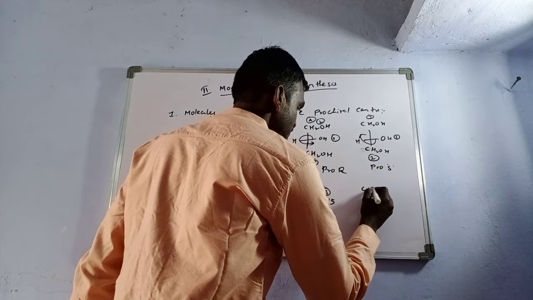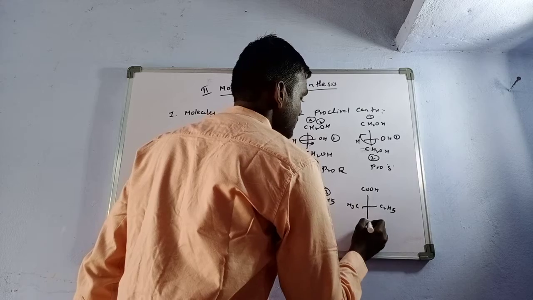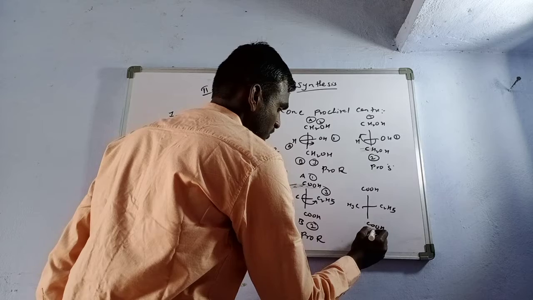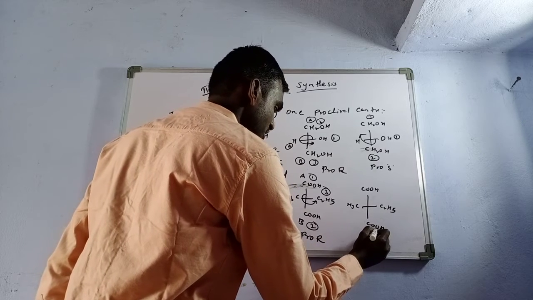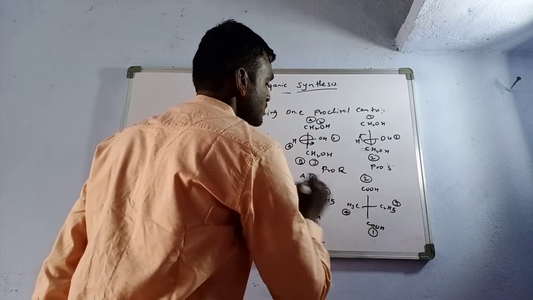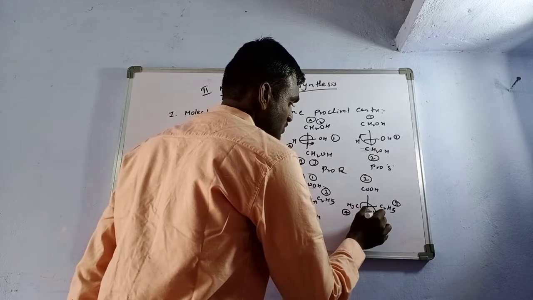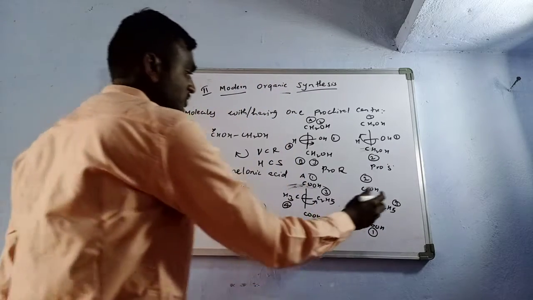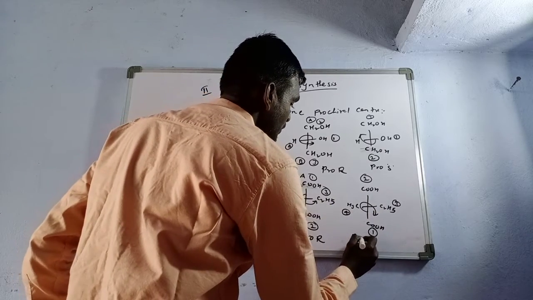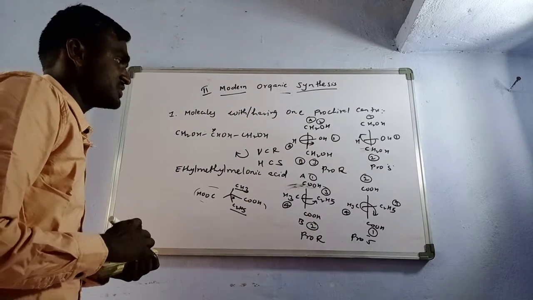Similarly, if we give the priorities for this B group, that is the COOH group, the first priority, then second, then third, and this will be the last, fourth priority. It will be a clockwise direction. If it is clockwise and the fourth priority group is in the horizontal line, it is pro S. This is the pro S and pro R configuration.